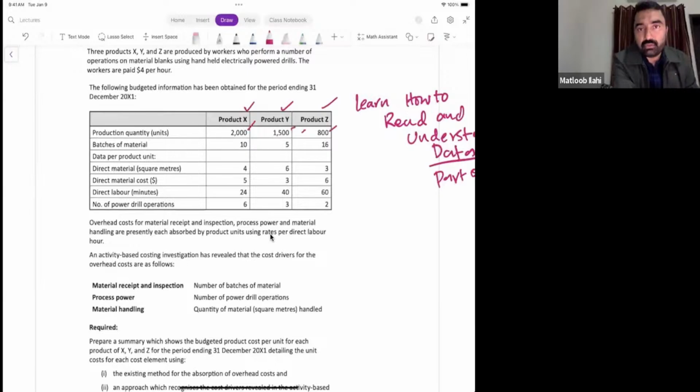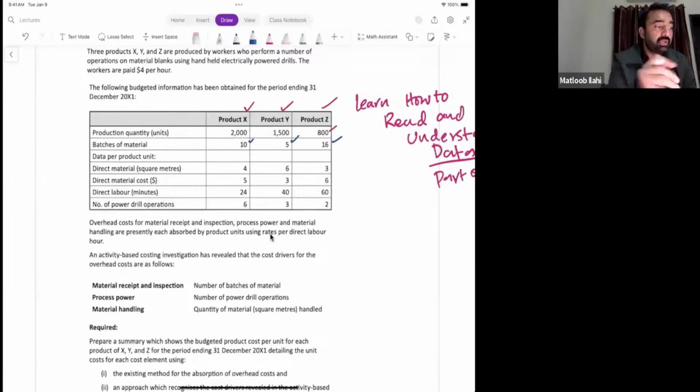Batches of material planned: 10 batches are planned for X, 5 batches are planned for Y, 16 batches are planned for Z. Okay. So this is the 10 batches, 5 batches, 16 batches for 3 products.